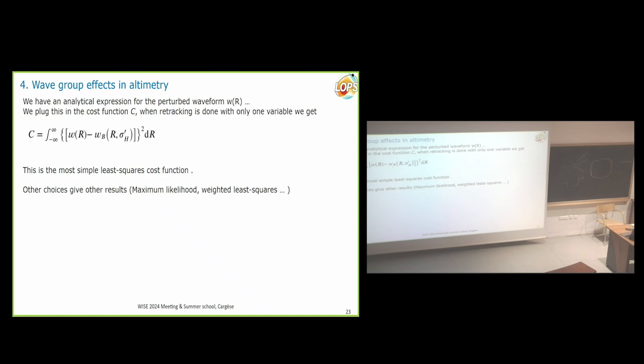And then the way we actually estimate wave heights and sea level from altimetry is by minimizing a cost function between what we measure, the waveform, and what we think is the waveform. And sigma h is just essentially the wave height divided by 4. And so when you minimize that, you're going to estimate the wave height by finding the sigma h that gives the minimum of the cost function. So that's the most simple least square cost function. You can make some other choices that will give you different answers.